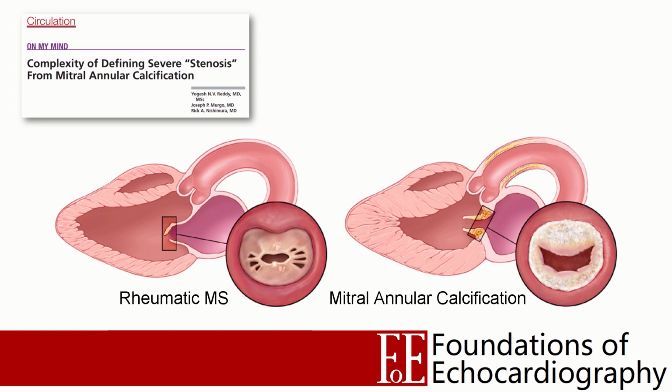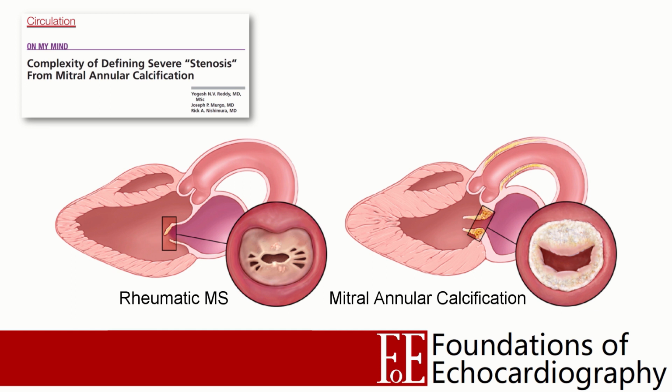In rheumatic MS we see thickening of the leaflet edge and fusion of the commissures. However, the leaflet far from the edge remains relatively pliable. This means that during diastole, when blood is passing from the left atrium to the left ventricle, the position of the anterior mitral valve leaflet tip is fixed, but the leaflet away from the edge bows out into the LV cavity, producing a classical hockey stick appearance.